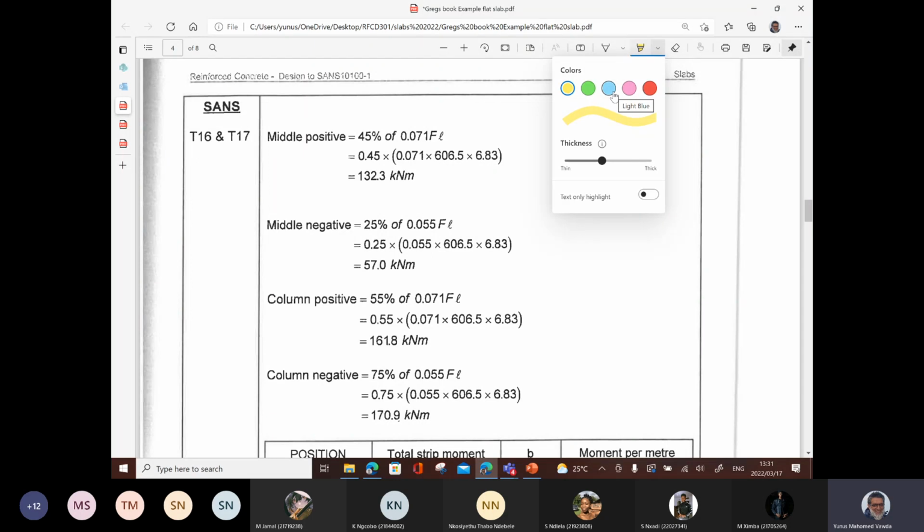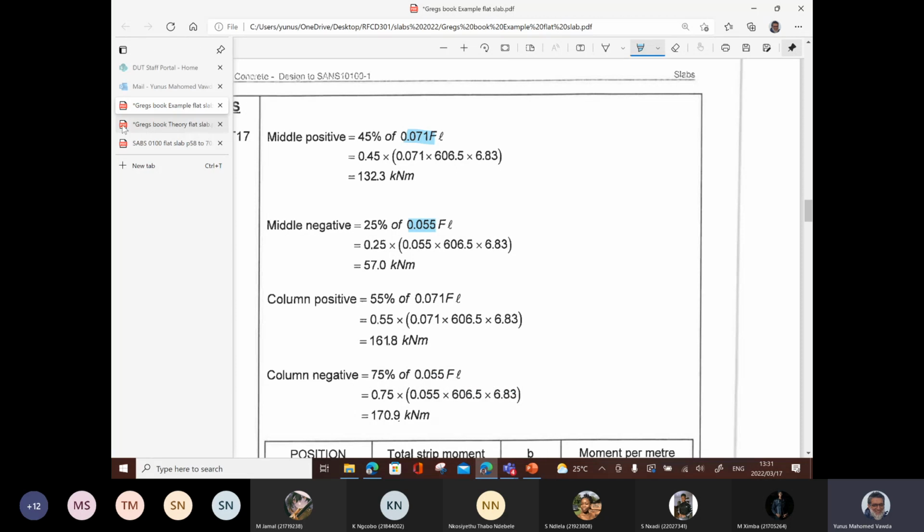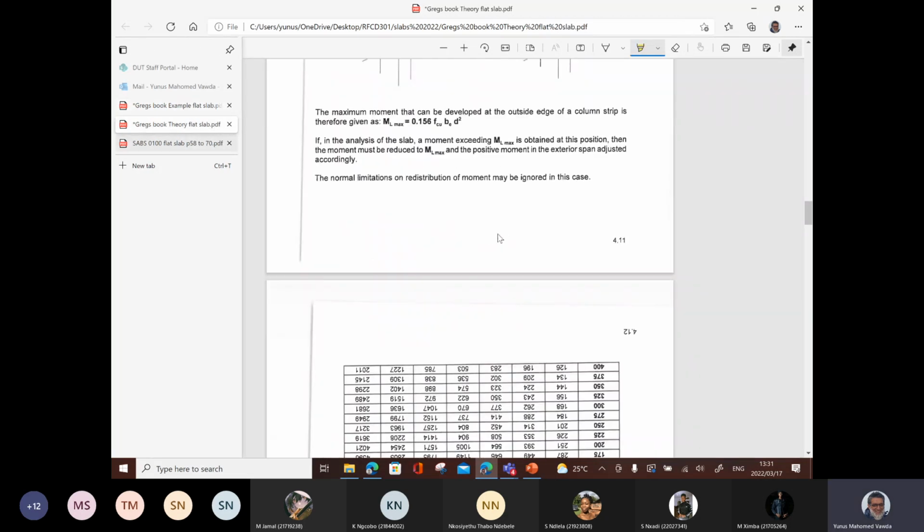we're dealing with the long span. So all of this is coming from the long span, interior supports. Going back to the table, I'm just going to make sure that you know what you're picking up. That's why I'm doing this, sorry. Give me a second to cross-reference.